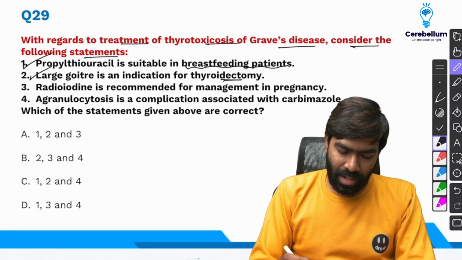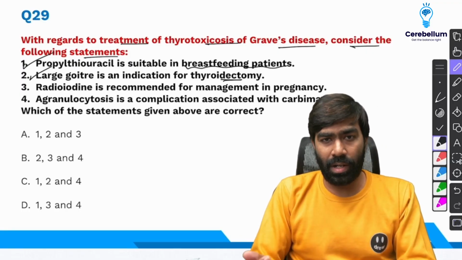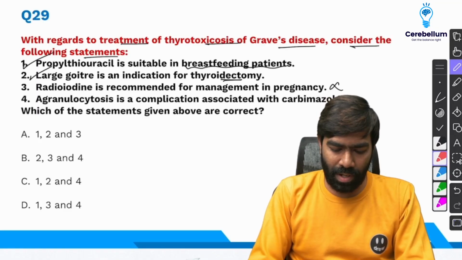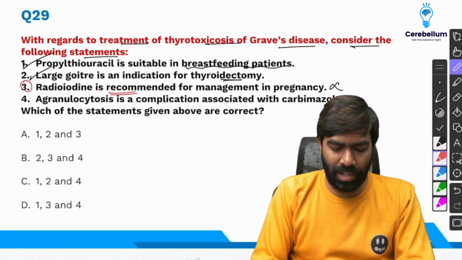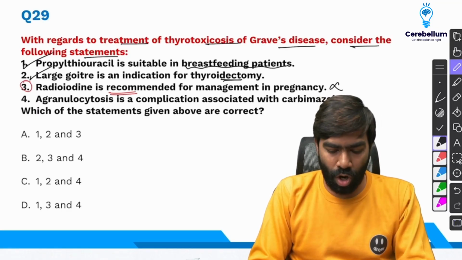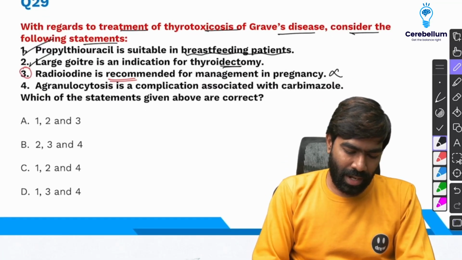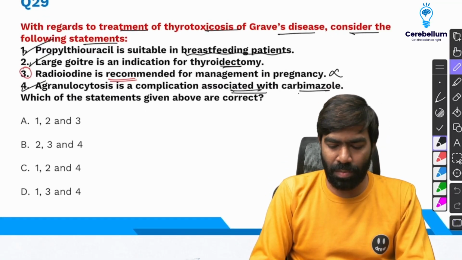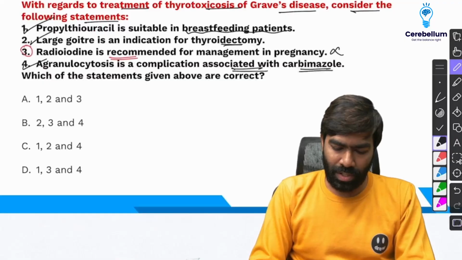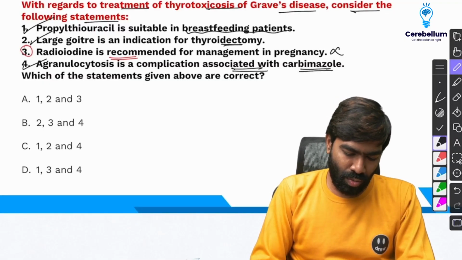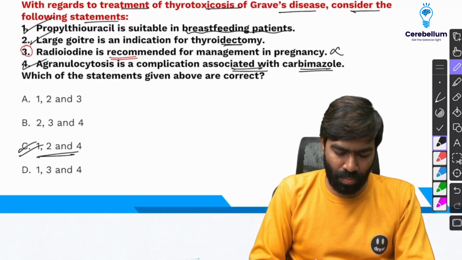And radioactive iodine is recommended in pregnancy is absolutely a wrong statement. Radioactive iodine is never recommended in pregnancy as well as in lactation. In fact, it's contraindicated. We all know that. Agranulocytosis is a complication associated with carbimazole as well as methimazole. So it's actually a right statement. So 1, 2 and 4 are correct. So I'll go for option C.